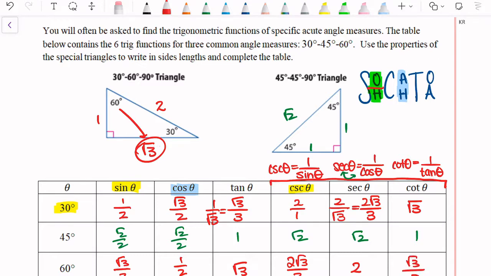So these are the 6 trig functions of all of our special angles. So make sure you can find them. You'll be good if you know SOHCAHTOA, and you can draw out your 30, 60, 90, and your 45, 45, 90.